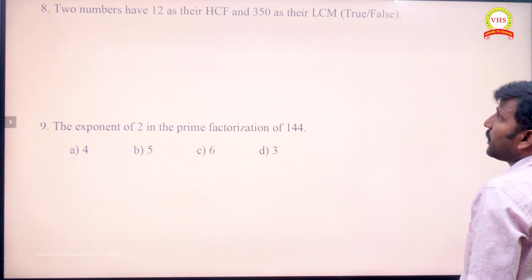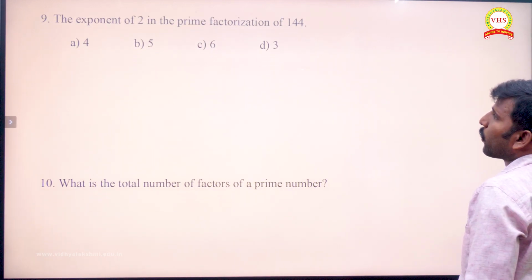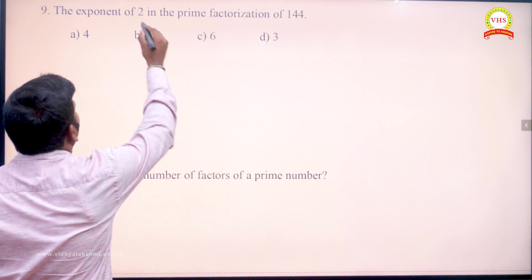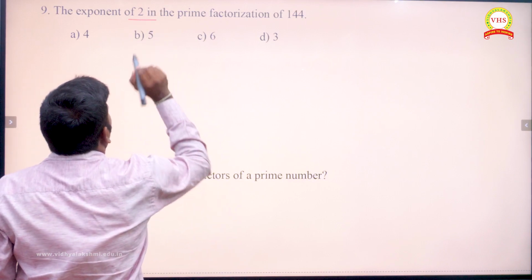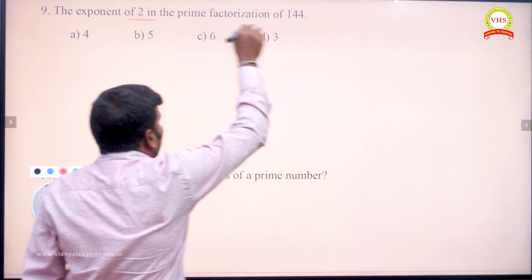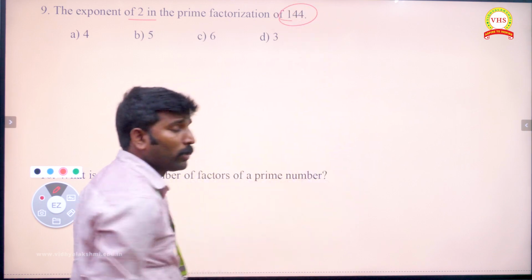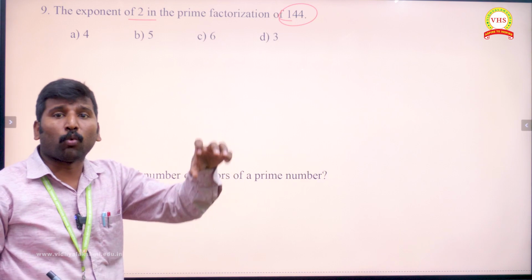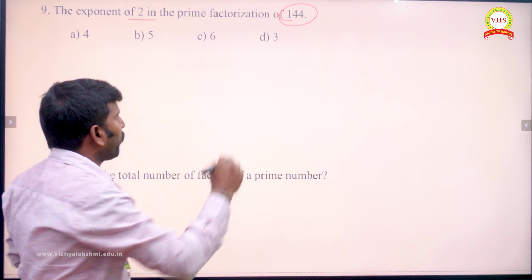Question number 9 and 10, these together we'll see now. In question number 9, they are asking the exponent of 2 in the prime factorization of 144. 144 is given as the question. In 144, what is the exponent of 2? That we have to find.